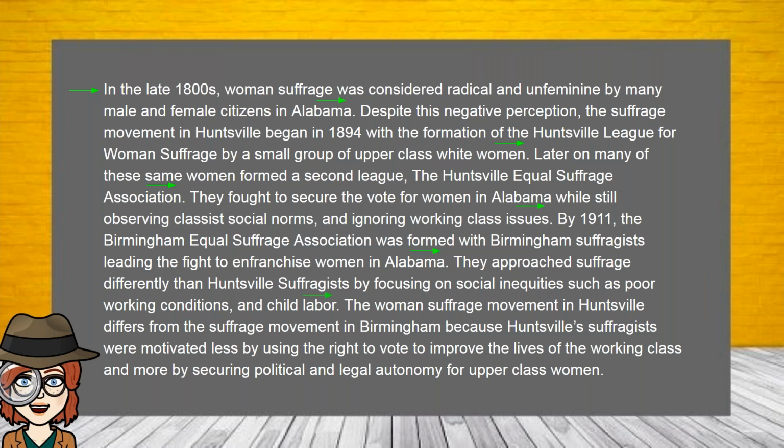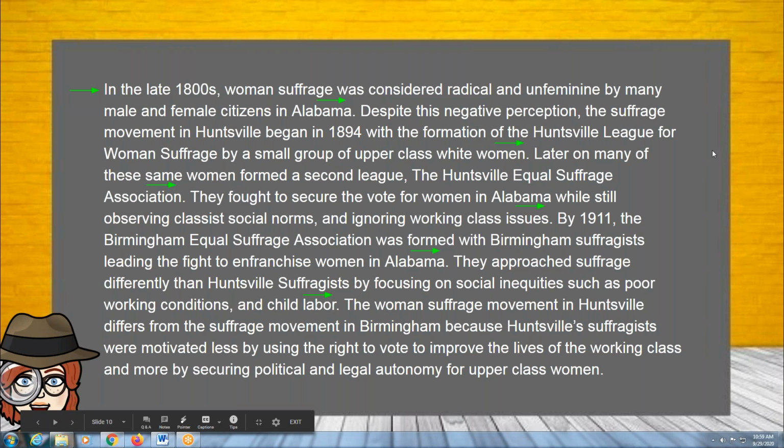And then the last sentence, the women's suffrage movement in Huntsville differs from the suffrage movement in Birmingham because Huntsville suffragists were motivated less by using the right to vote to improve the lives of the working class and more by securing political and legal autonomy for upper class women. So that sentence is my thesis. Do you guys have any questions about how to structure an introductory paragraph? It's not always going to be exactly this way. It may be shorter, it may be longer, but you're still going to have the basic elements of giving background information, of laying out your arguments, and then you're going to introduce your thesis.